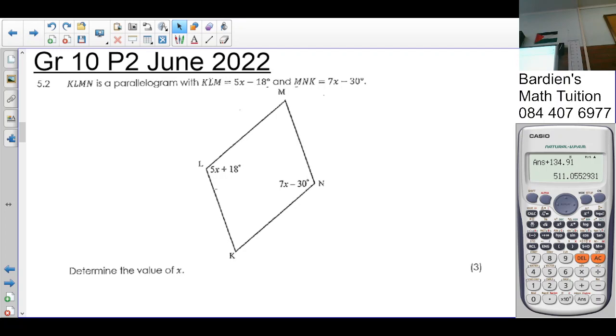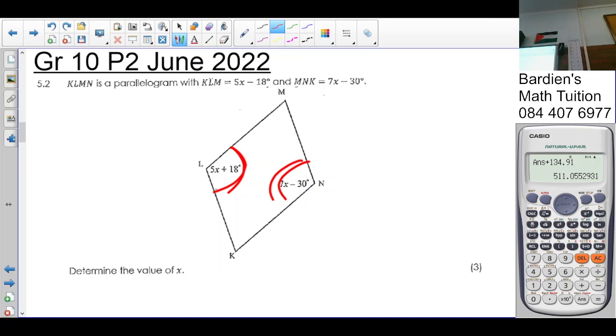Okay. We are told that KLMN is a parallelogram. Right, it's a parallelogram. There are 4 properties of a parallelogram. What are the 4 properties? 2 pairs of opposite sides are parallel. 2 pairs of opposite angles are equal. 2 pairs of opposite sides are equal. Diagonals bisect each other. So if you look at this here, definitely opposite angles are equal.